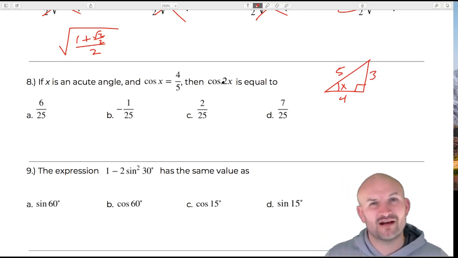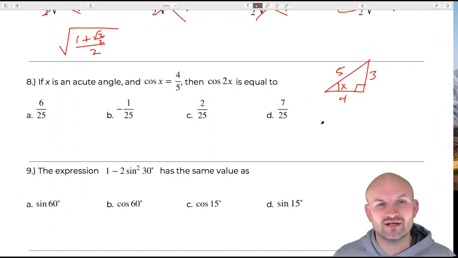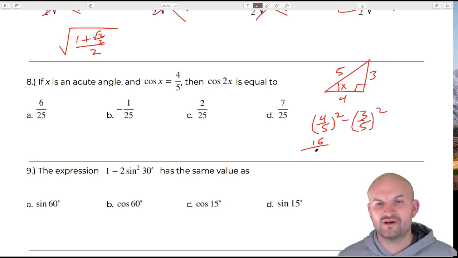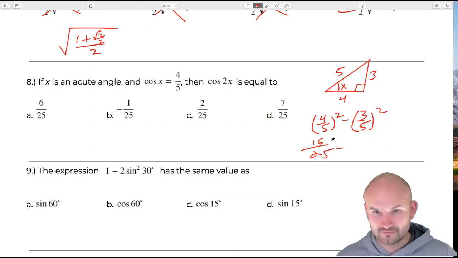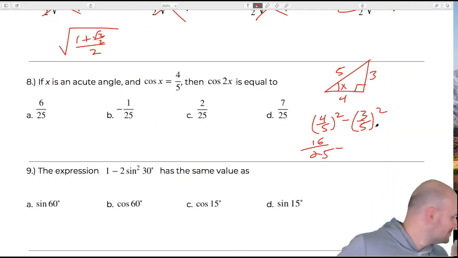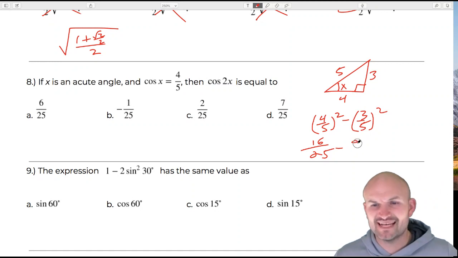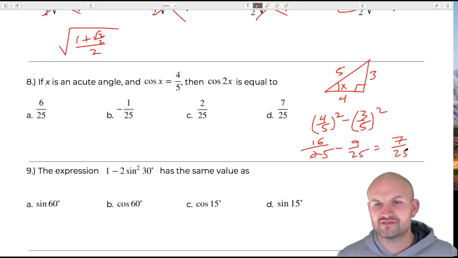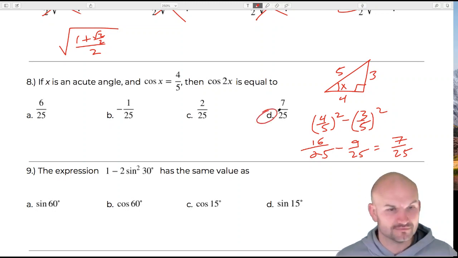So the formula that I always like to use is cosine squared minus sine squared. So I'm just going to take the cosine, 4/5 squared, minus the sine squared, 3/5 squared. Okay, so I have 16/25 minus 9/25, which is going to give me 7/25, which is D.